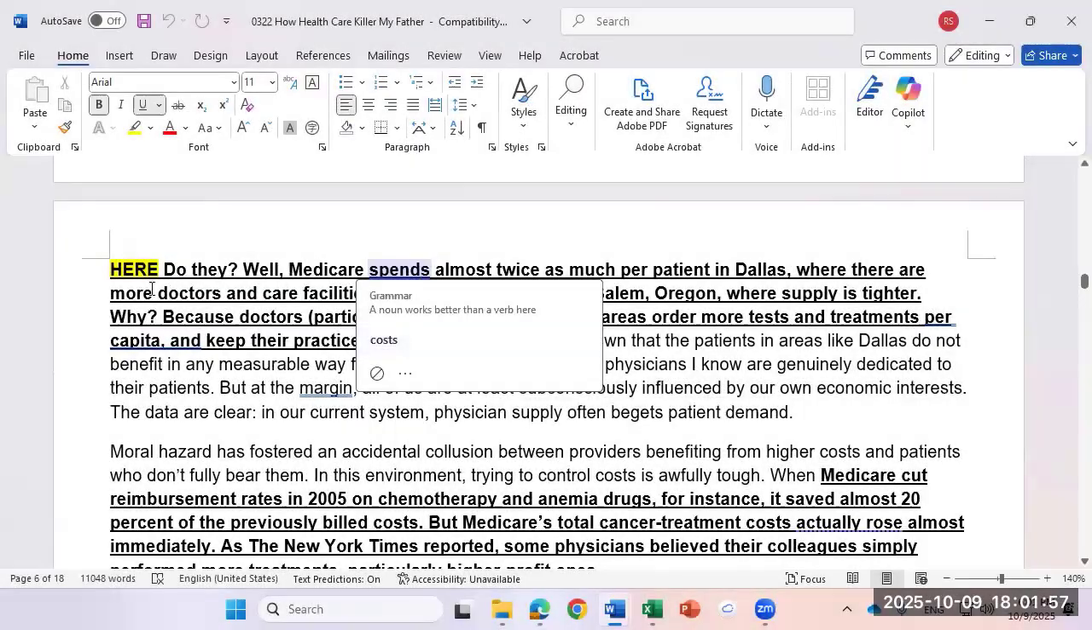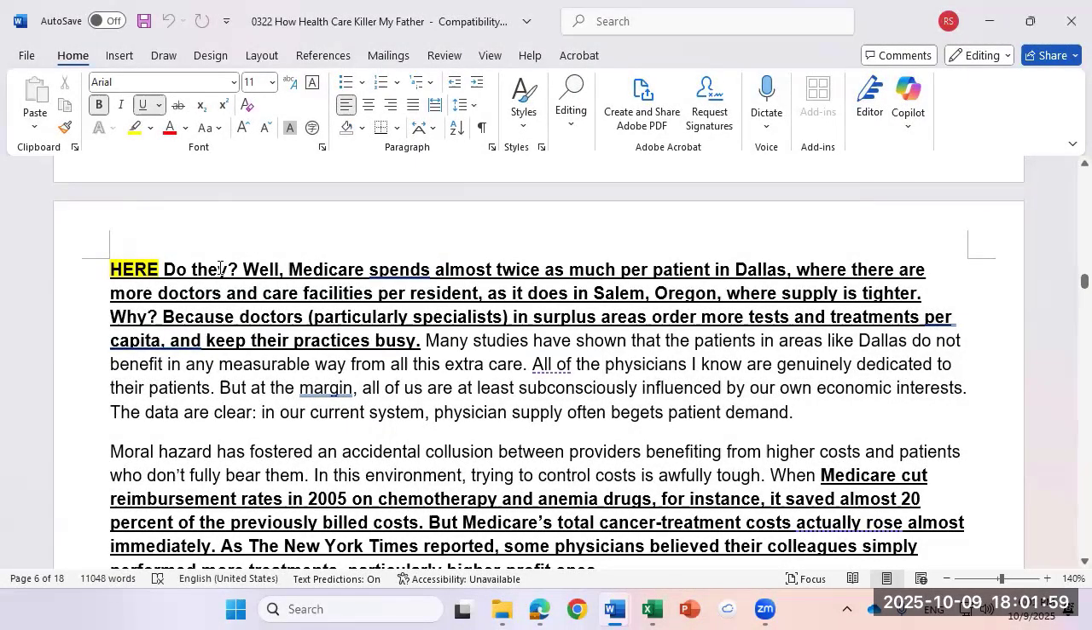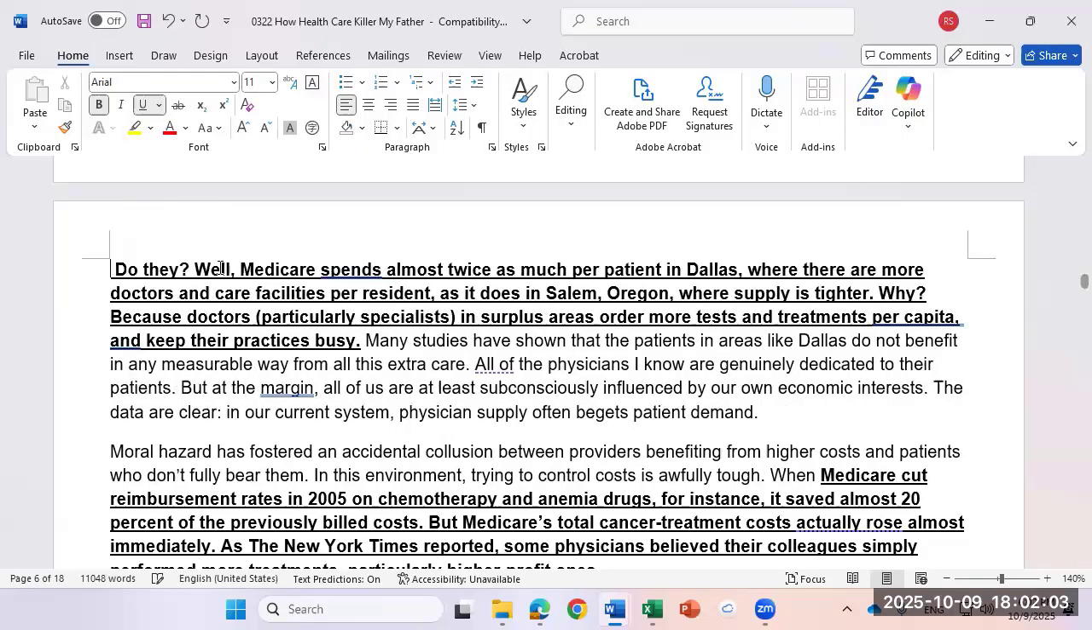So let's walk through this. We're in this article. The one I'm on is how healthcare killed my father. So we'll walk through that. He jumps around a little bit here, so we'll have to jump around on your rubrics. Everybody's got their rubric open, ready to go.